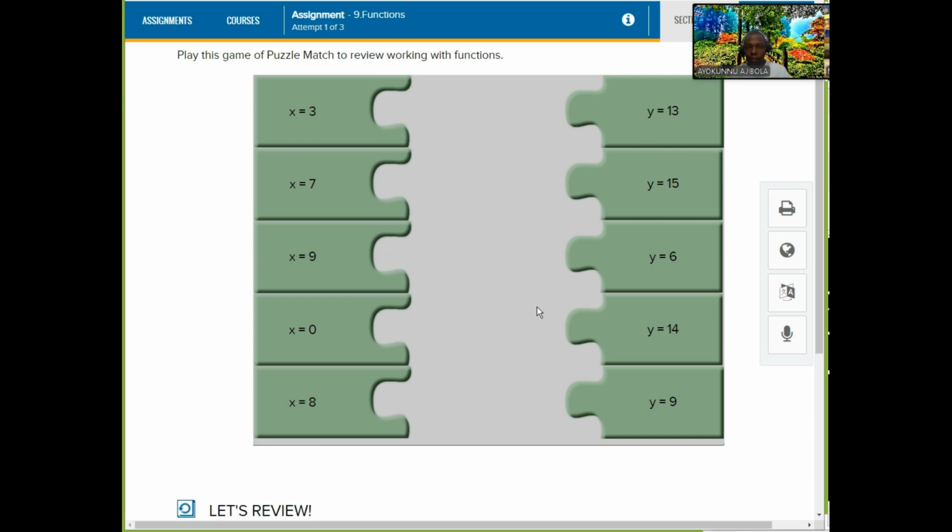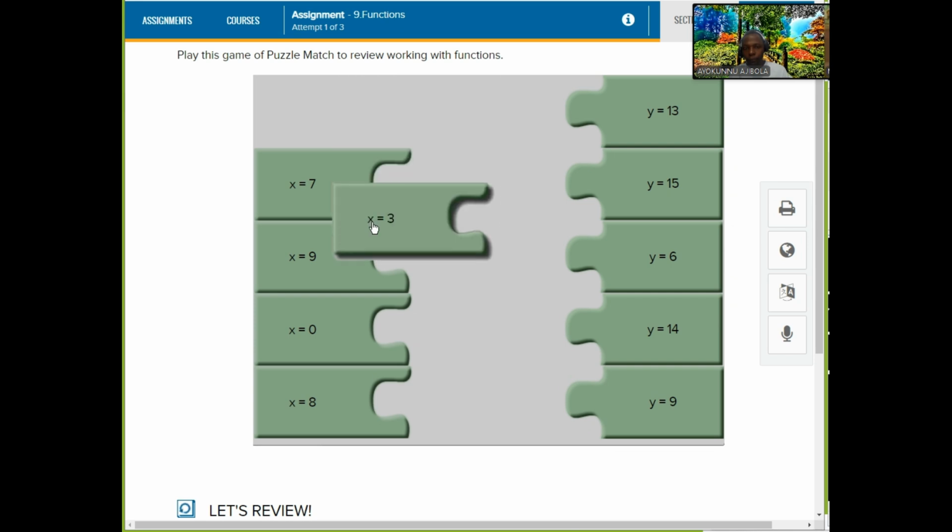3 matches 6. No, because you must add 6 to x. So add 6 to 3 and tell me the answer. Add 6 to 3 and tell me the answer. 7, 8, 9. 9.